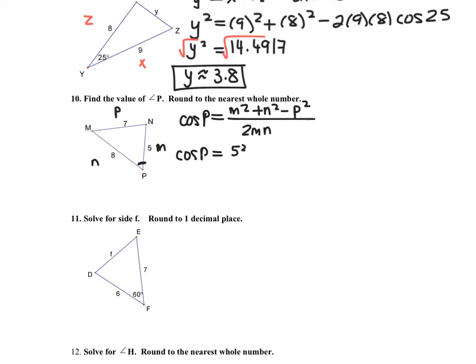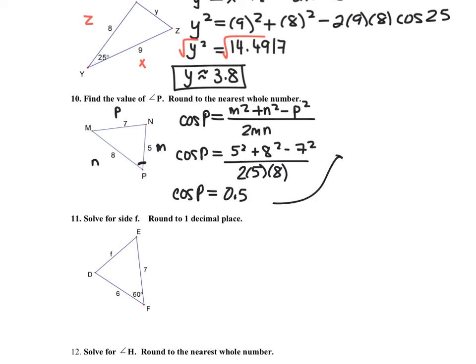So 5 squared plus 8 squared minus 7 squared, all over 2 times 5 times 8. Okay, so here I'm going to put it into my calculator. 5 squared plus 8 squared minus 7 squared, which is 40, divided by 2 times 5 times 8, and I get 0.5. So now to find angle P, I'm going to take the cos inverse of 0.5, and I get an exact answer of 60 degrees. So that's why I put the regular equal signs.